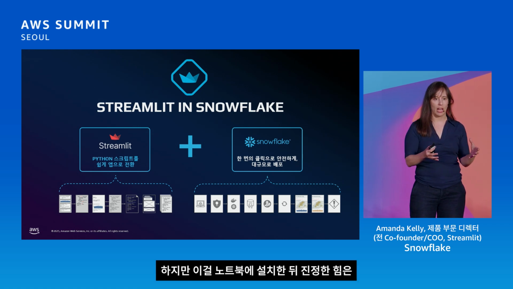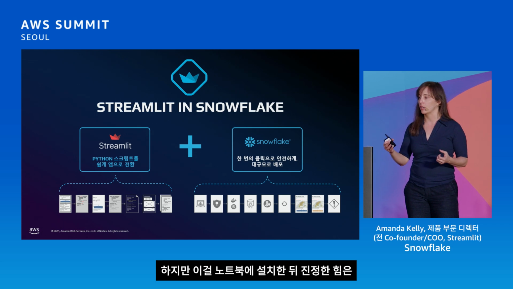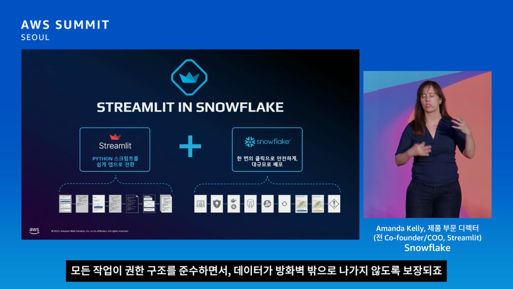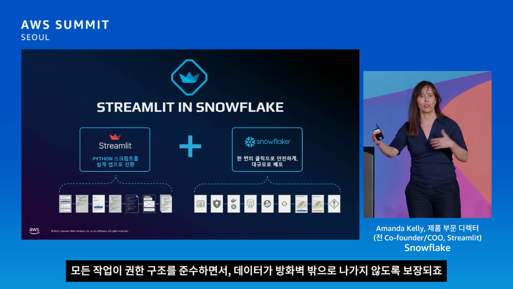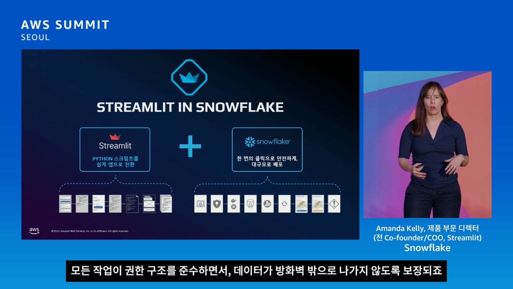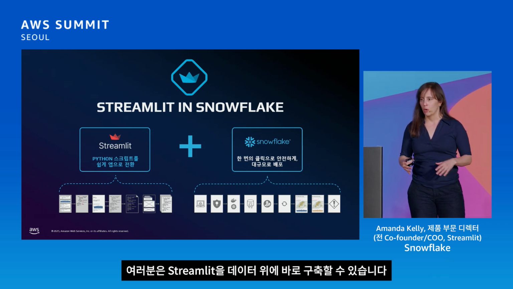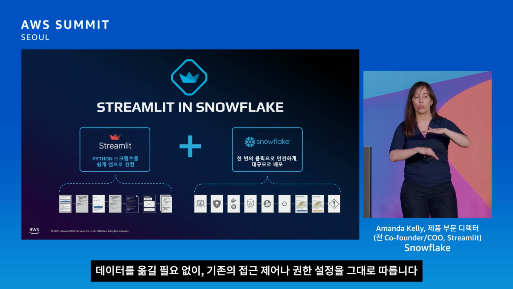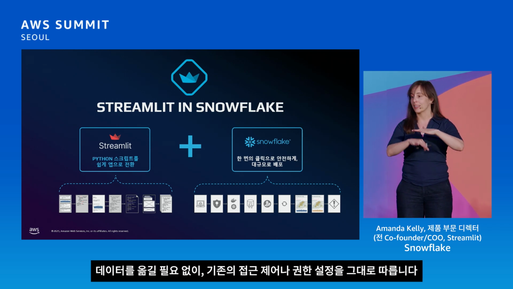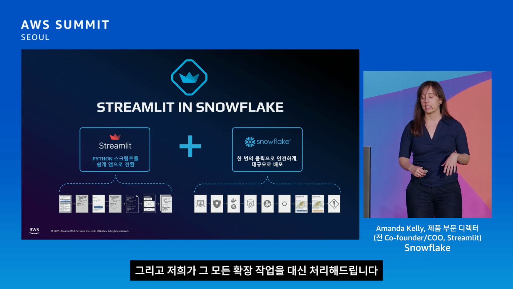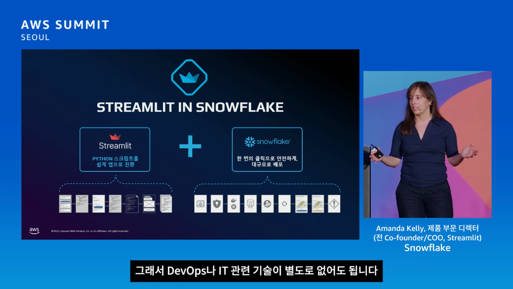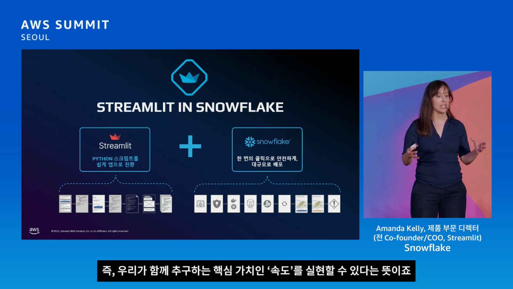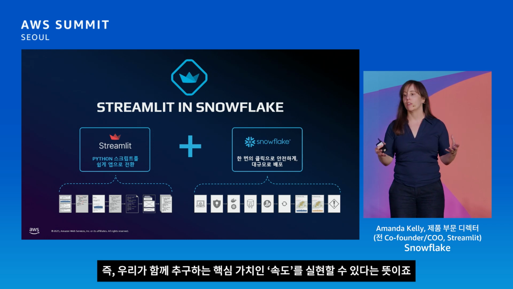But once you have that on your laptop, the real power to you and your company is to have that scaled to tens of thousands of concurrent users who are all doing different things, and it's all obeying the right permission structure. And you're not having data go outside your firewall or anything. That's what Snowflake brings in. You can build Streamlit directly on top of your data, no data movement. It will observe all of the controls and permissions that you have. And then we take care of all of that scaling for you, so you don't have to have that DevOps and IT skill set either. It's all easy, and that means that together, we're really going after this value of fast.